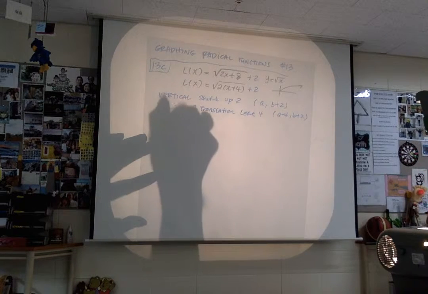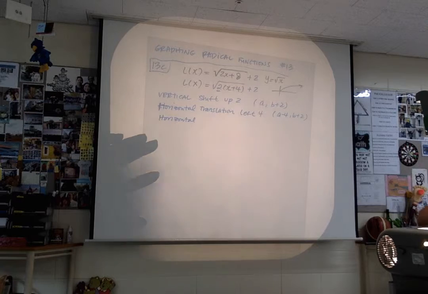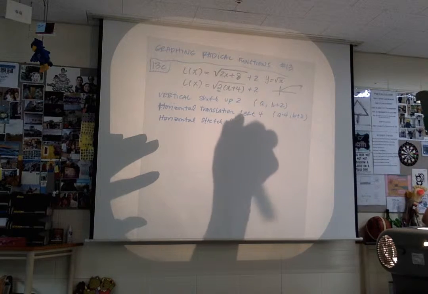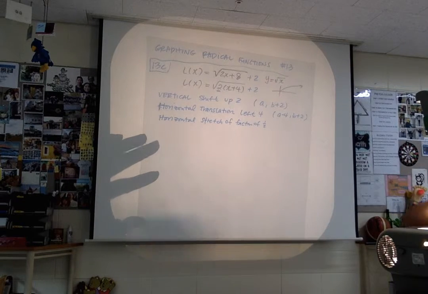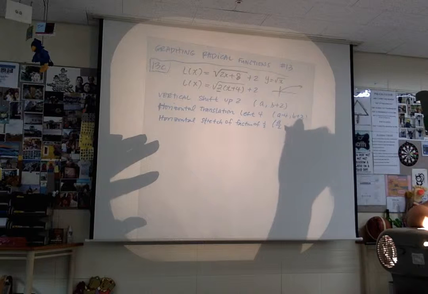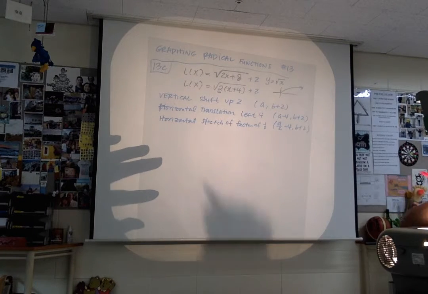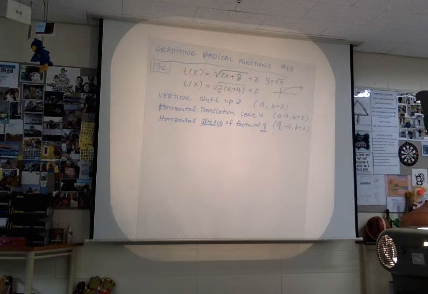But now, wasn't there also a horizontal stretch? Look at this 2. Doesn't this 2 mean something? This 2 means it's a stretch of factor of half. And so we write that as a over 2 minus 4, b plus 2. All right, that's our final transformation, okay? It's a horizontal stretch, okay, guys, by a factor of half. And why is that? We're going to talk about that.